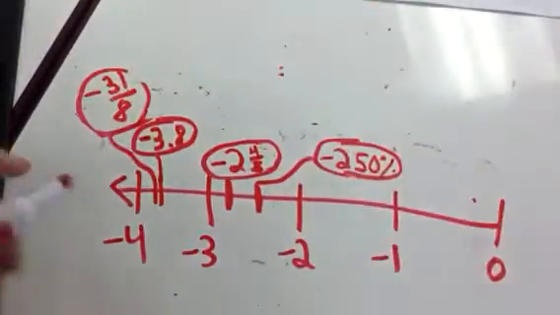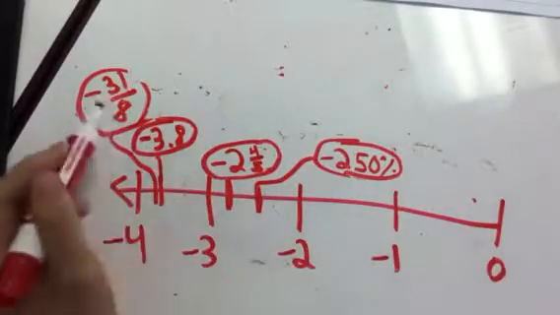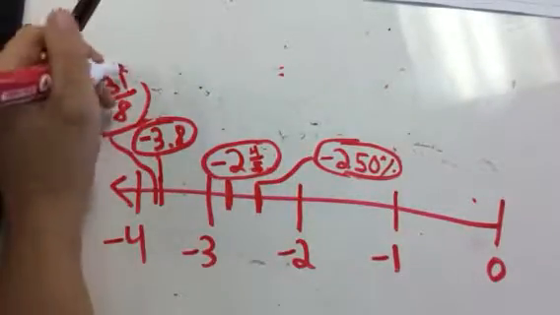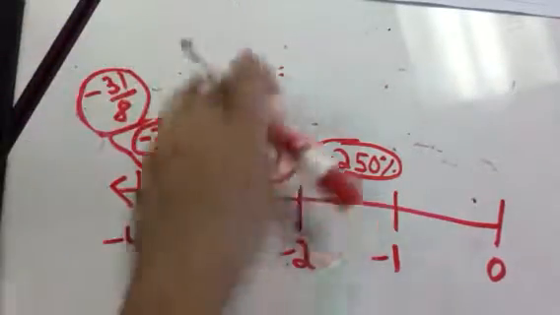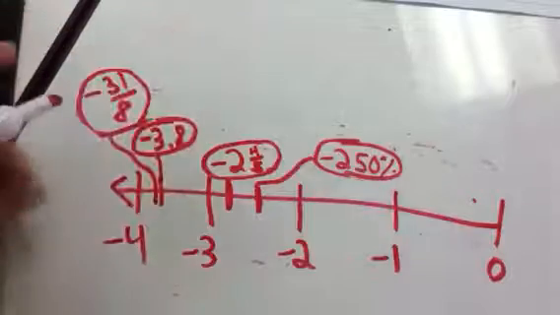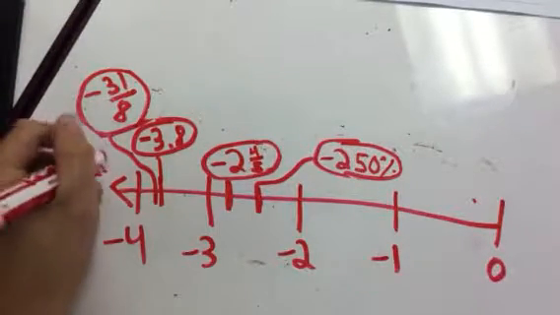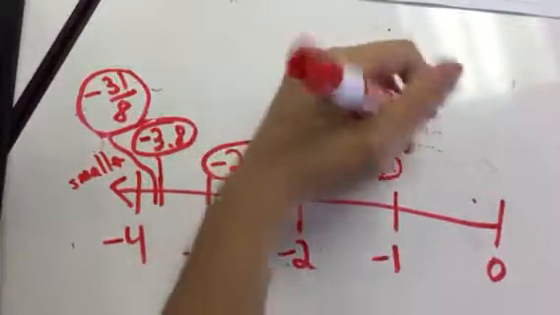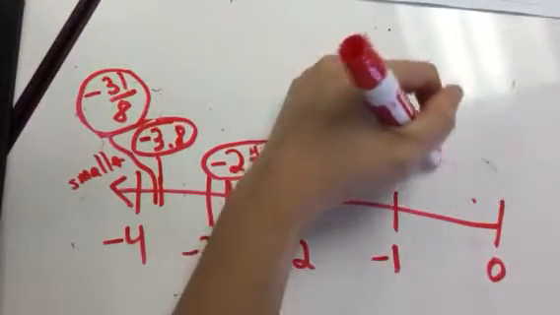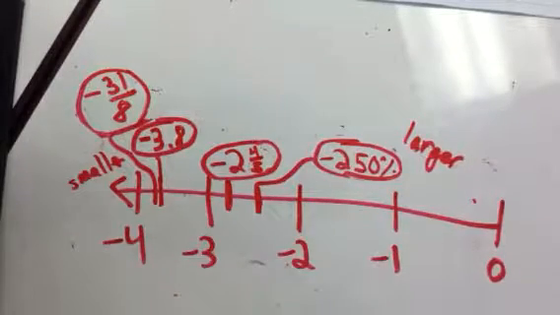As you can see, our lines are roughly in the correct places, and our numbers are all in the original form. What you have to remember is that the ones on the left are the smaller numbers, and the ones on the right are the larger numbers. Your number line will never steer you wrong if you do it correctly.